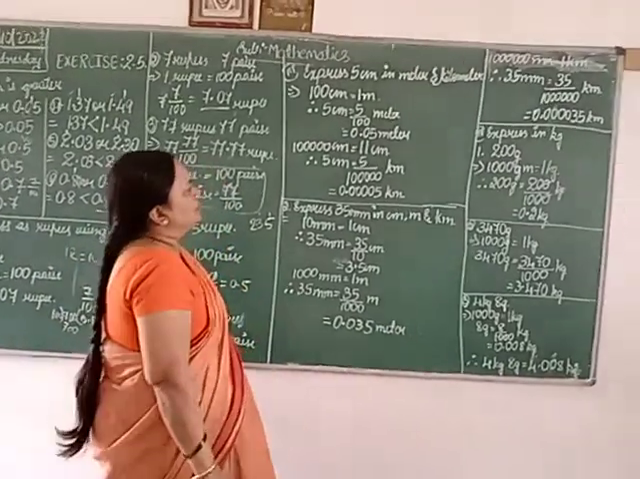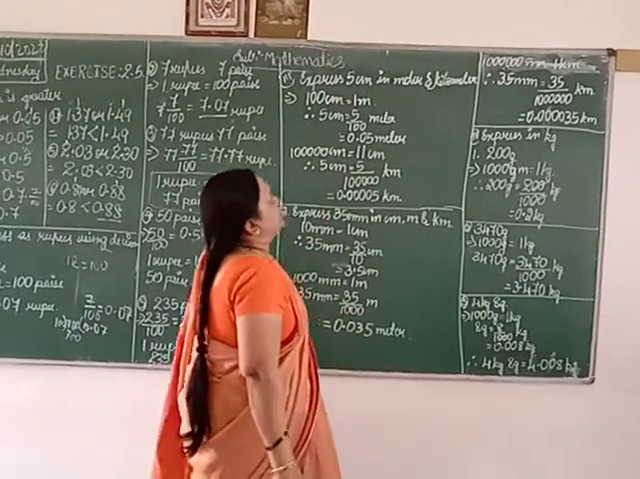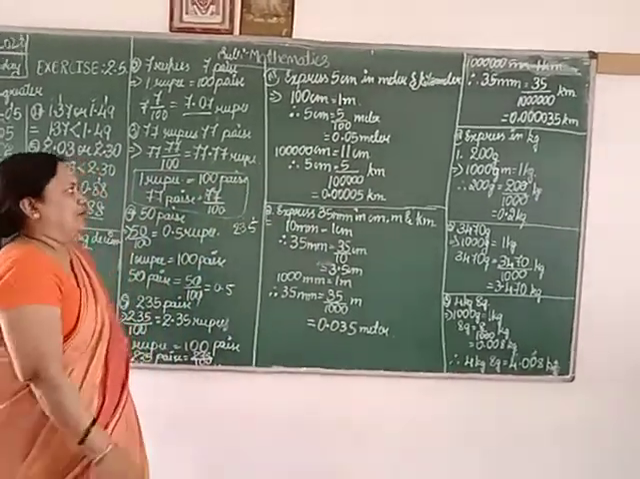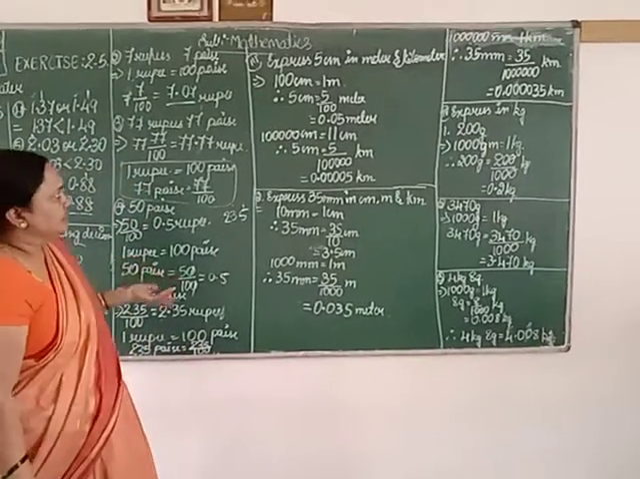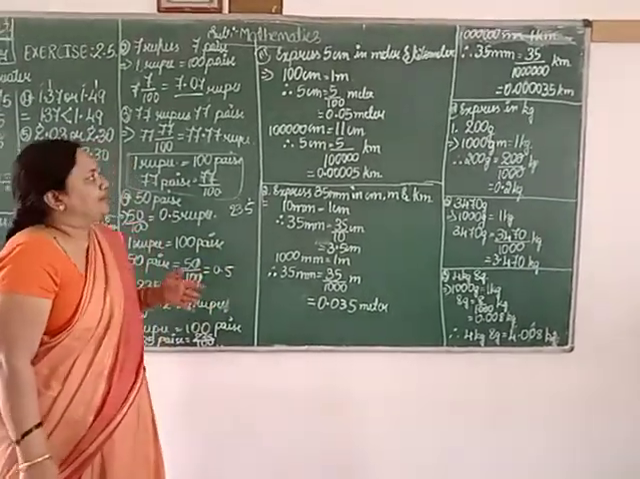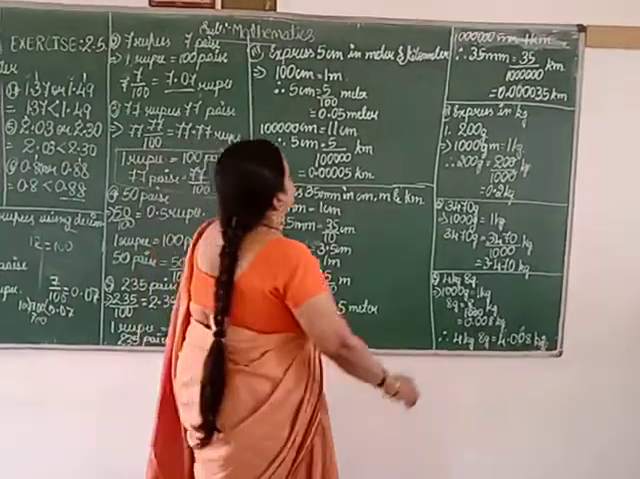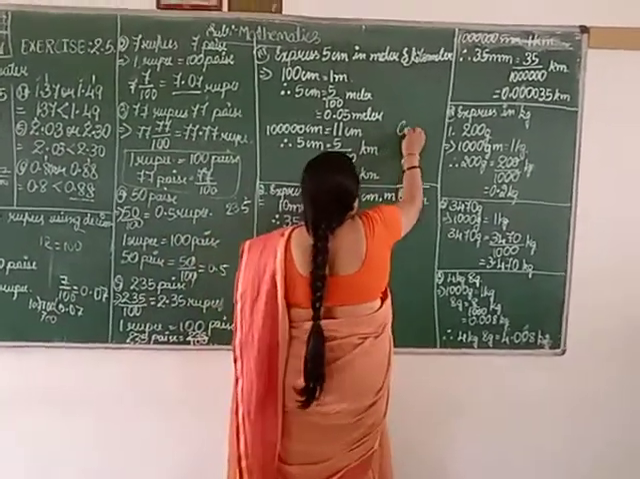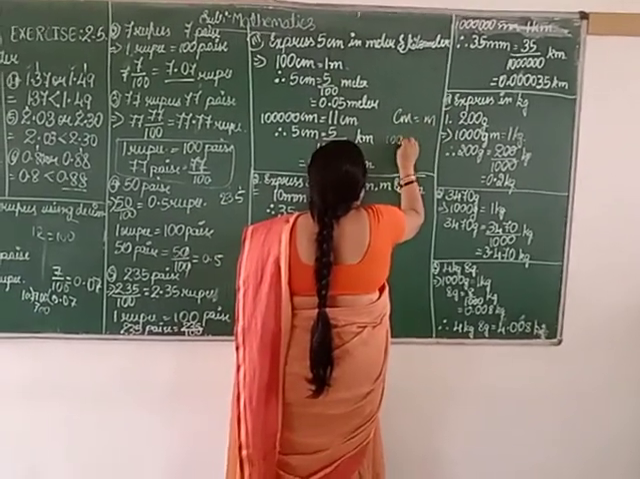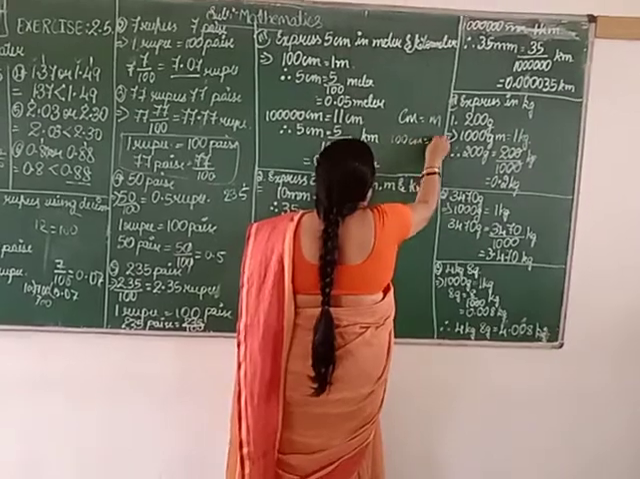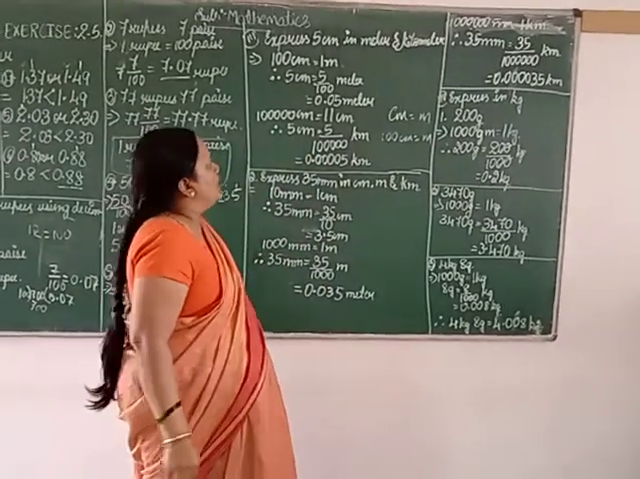Now we will go to third main, children. So third main: express 5 centimeter in meter and kilometer. See children, here what happens is, you know very well in your previous classes the relationship between centimeter and a meter, right? You should know this, children. Okay, 100 centimeter is always equal to 1 meter.